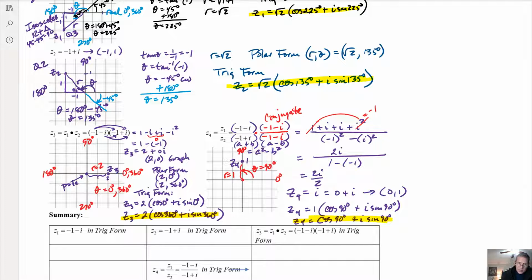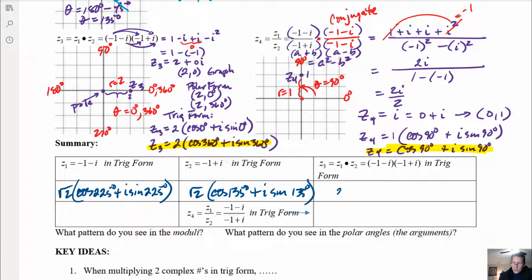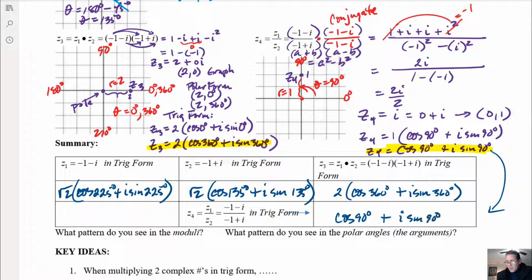So z1, at the top of the screen, is root 2 times cosine of 225 plus i sine 225. z2 is root 2 times cosine of 135 plus i times the sine of 135. z3, I'm going to use the second one. You'll see why here in a minute. It's easier to see. Just trust me on this because I have some experience here. So I'm going to use the angle of 360, not 0, plus i times sine of 360. And then let's bring this last one in. z4 is on the last row here: cosine of 90 degrees plus i sine of 90 degrees.